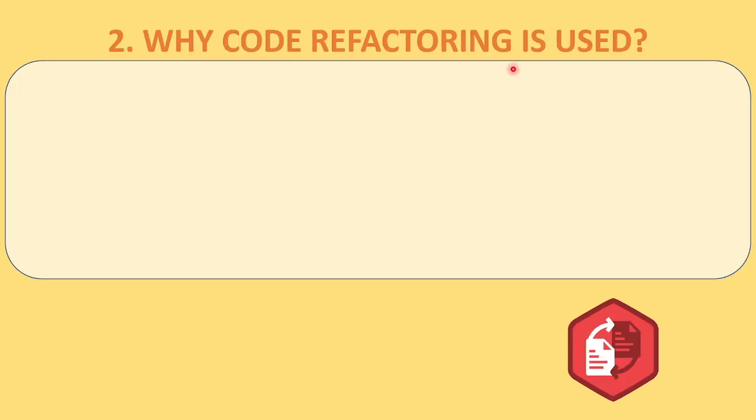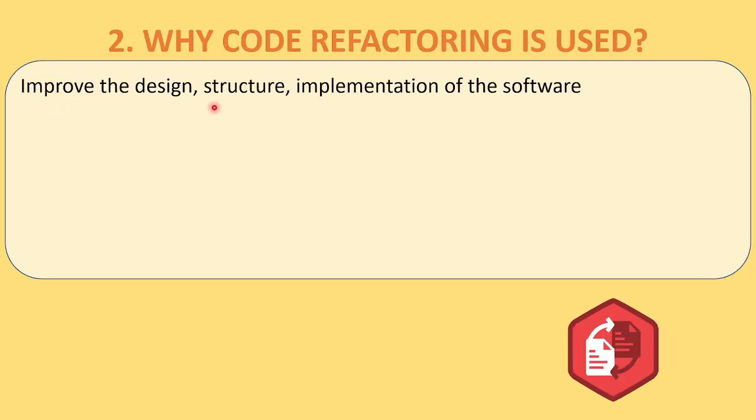Now why is code refactoring used? To improve the design of the code, the structure of the code and the implementation of the code which you have written. It preserves the functionality of the code. Functionality means working of the code. Suppose I have written the code to add two numbers. Even after refactoring, the functionality of the code will remain the same. That is, it will add two numbers only. Okay, the working of the code won't change. Only the way the code is written will get changed.